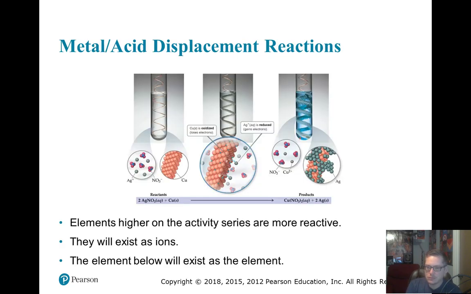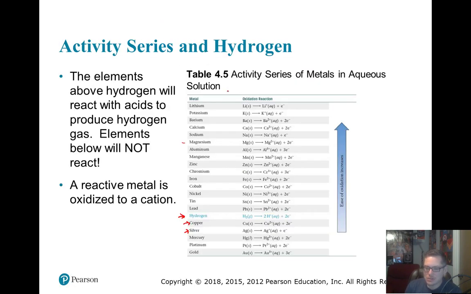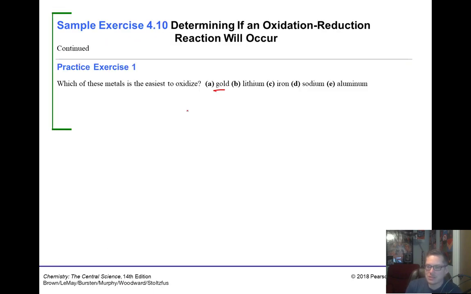Okay. All right, so we have to determine whether or not an oxidation reaction will occur. So which of these metals is easiest to oxidize? Well, gold is lowest on the list. So we can look at this guy right here. Gold is lowest on the list. Lithium is highest on the list. So therefore, lithium is going to be the easiest to oxidize. All right, and iron, sodium, and aluminum are all kind of in the middle of that.